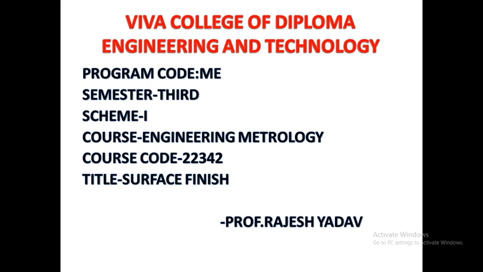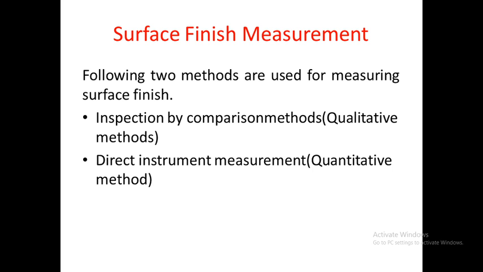In the previous lectures we have studied what is surface texture, what is primary texture, what is secondary texture, what are the various factors causing surface finish. We have studied the symbols for surface finish. We have studied the grades of the surface finish and their values. Today we will be learning the various methods of measuring the surface finish. So let's begin with the lecture.